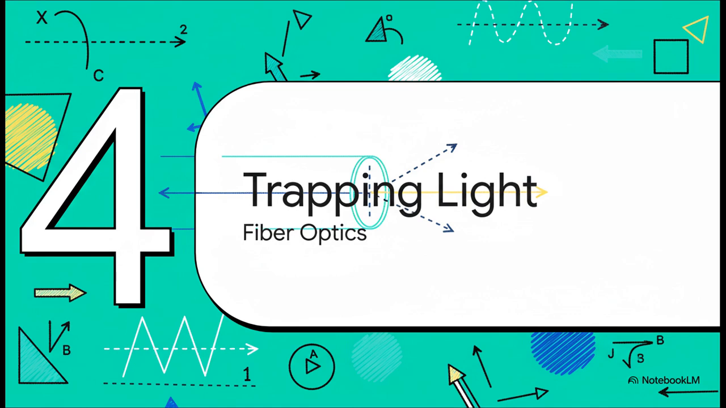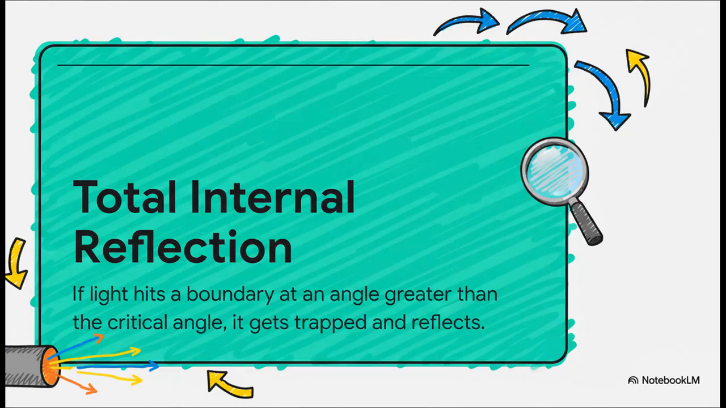Now, being able to control how light bends isn't just for making pools look shallow. I mean, by mastering this one principle, we have created some of the most important technologies that our entire modern world runs on. So check this out. What if you could bend light so much that it actually gets trapped inside whatever it's in?